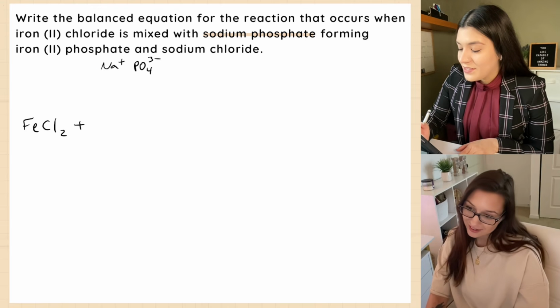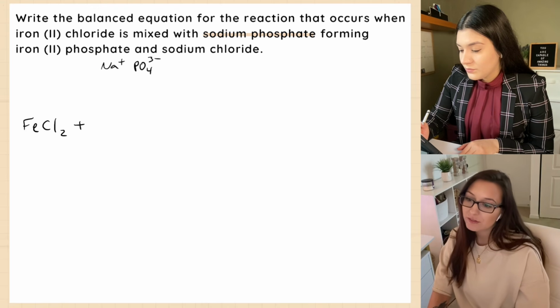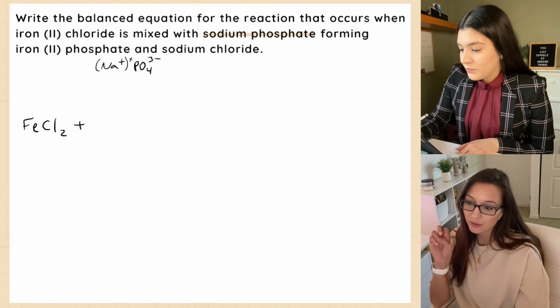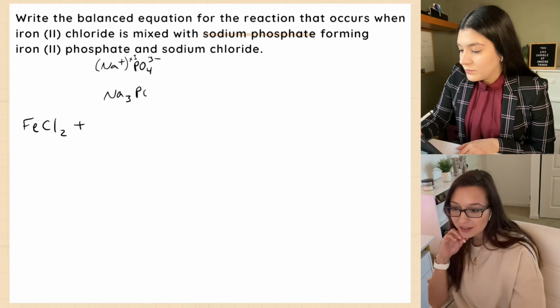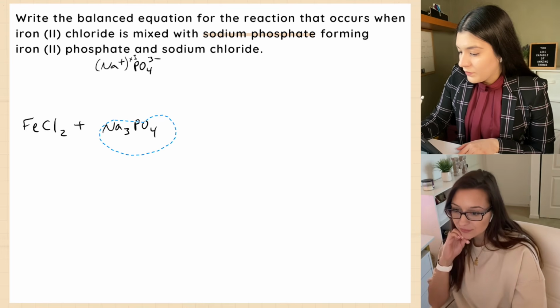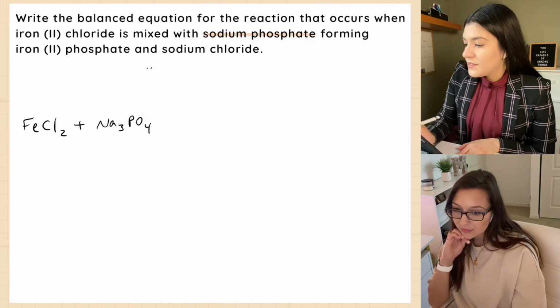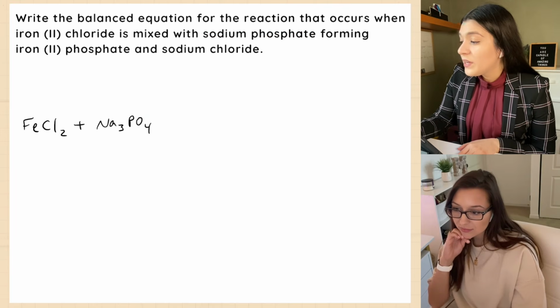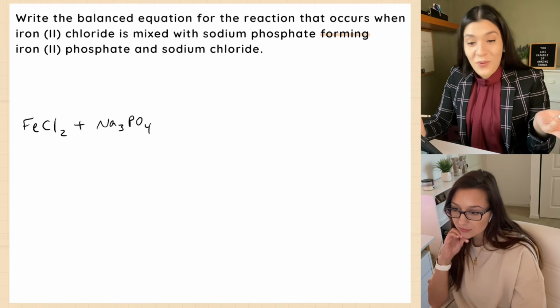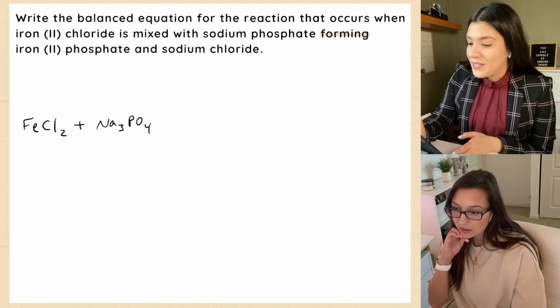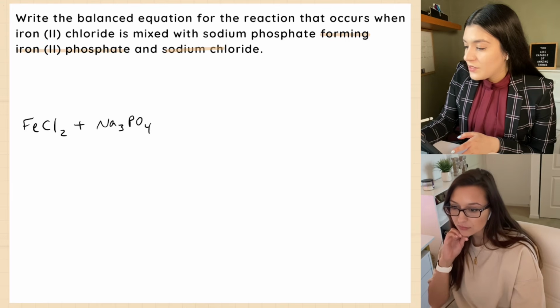How would I balance this? Okay, so we have to multiply the sodium by 3, so we make it the subscript, so Na3. Perfect. Awesome. And then next, I'm going to keep going, and it's saying forming. So forming tells us, oh, the products are coming up. So this is our products now. Our products are going to be iron 2 phosphate and sodium chloride.